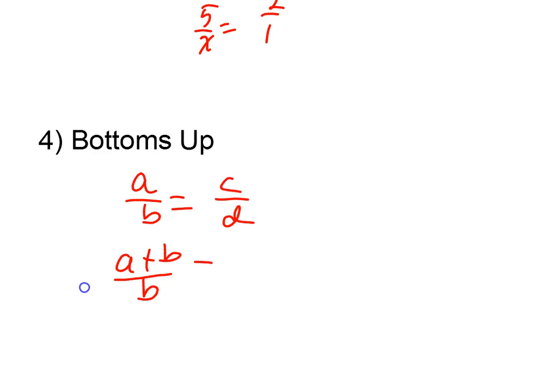I can do that as long as I add the second fraction's bottom to its top: c plus d over d. Now, could I also have subtracted it? Sure. If I had a over b, I could take a minus b over b is equal to c minus d over d.